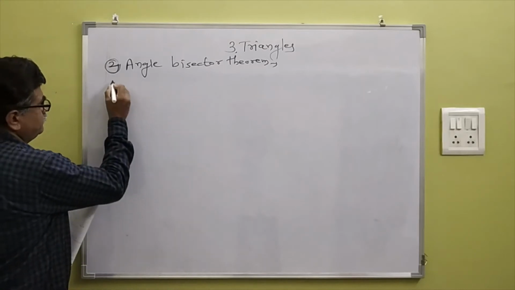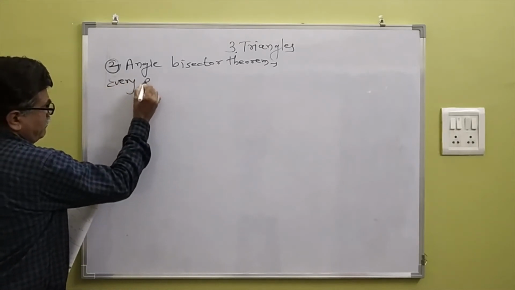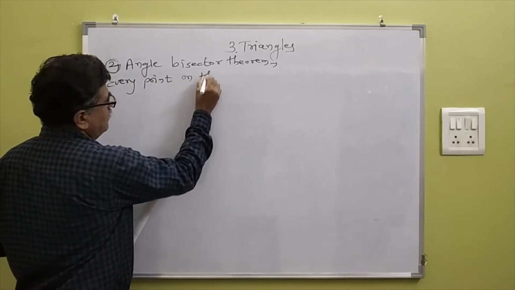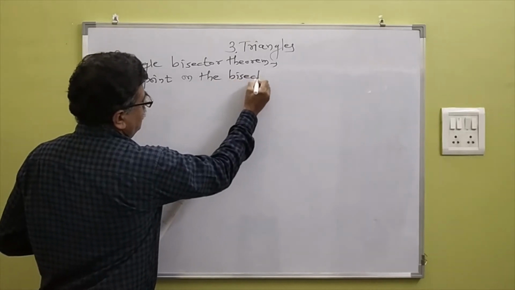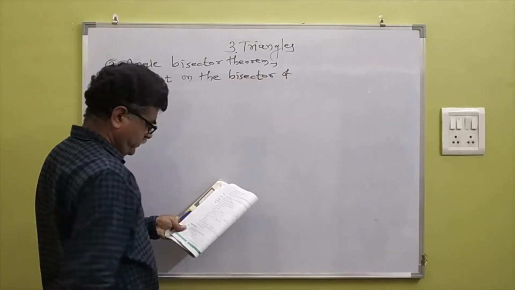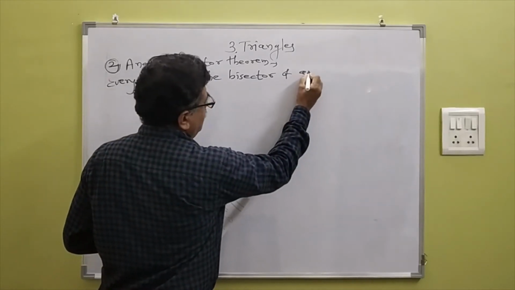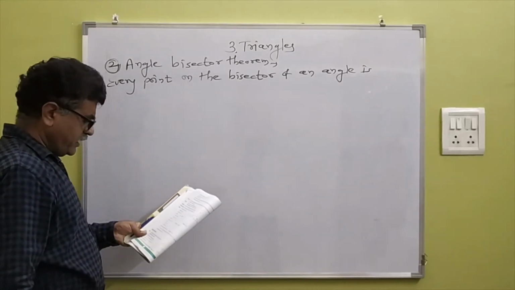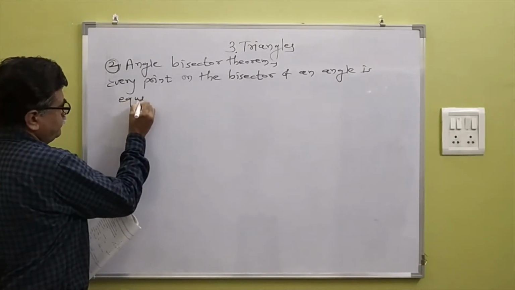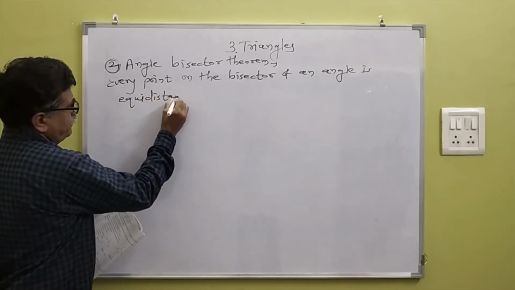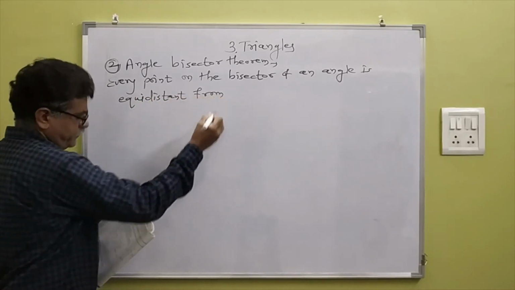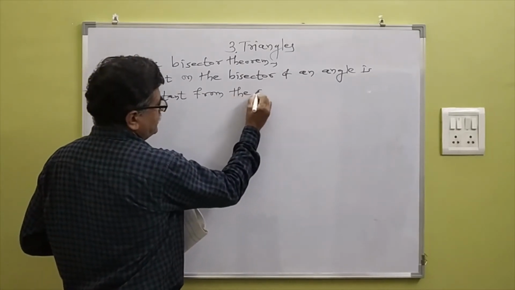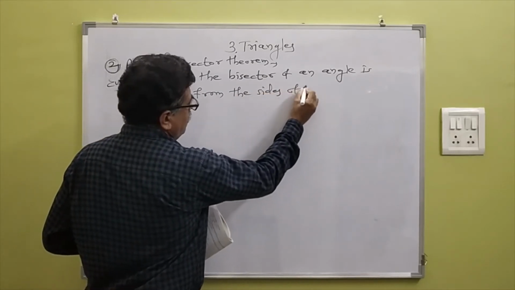Every point on the bisector of an angle is equidistant from the sides of the angle.